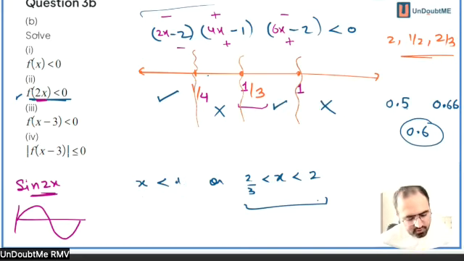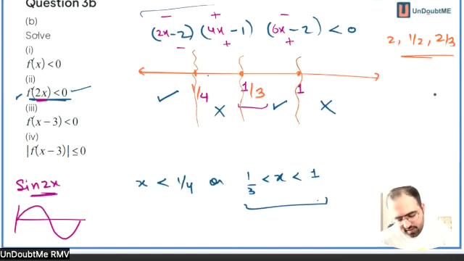So our final answer for f of 2x less than 0 will be x less than 1 by 4, and x is between 1 by 3 to 1. You don't have to show further steps, but it is very important to understand it like this. If you are clear in your head, then very naturally we can do it like this. Okay, so if there is any doubt, if anyone is not clear with what I did over here, you can ask.